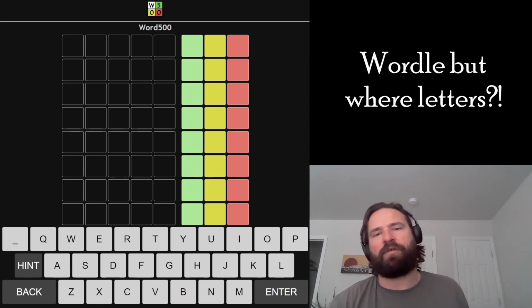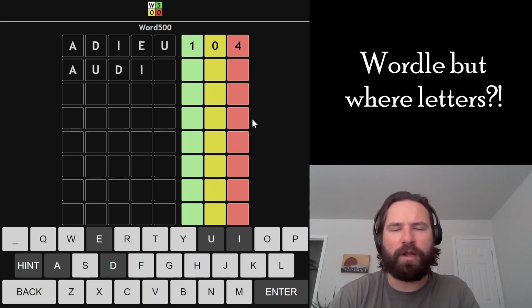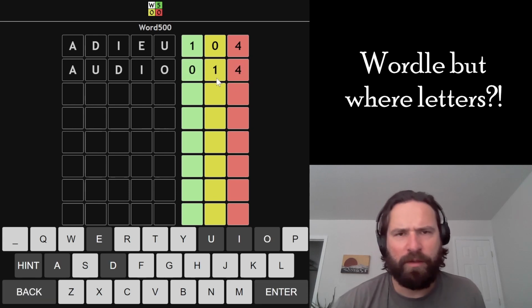All right, let's smash Word 500. Word 500 is the Wordle game where they give you the number of greens and yellows, but they don't tell you where they are in the word. I like to start with "adieu" and "audio" because these two words use all five vowels in the English language, and the only letters that change are the E and the O.